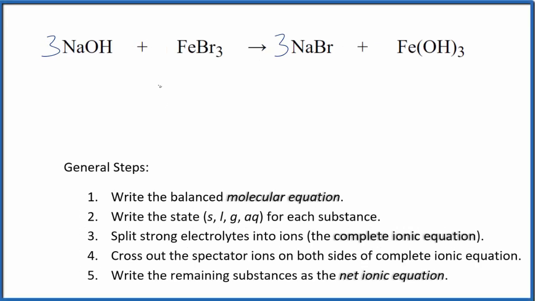In this video, we'll balance the net ionic equation for NaOH plus FeBr3. This is sodium hydroxide plus iron(III) bromide. So the first thing we do is we balance the molecular equation. I've already balanced the molecular equation here with these coefficients.